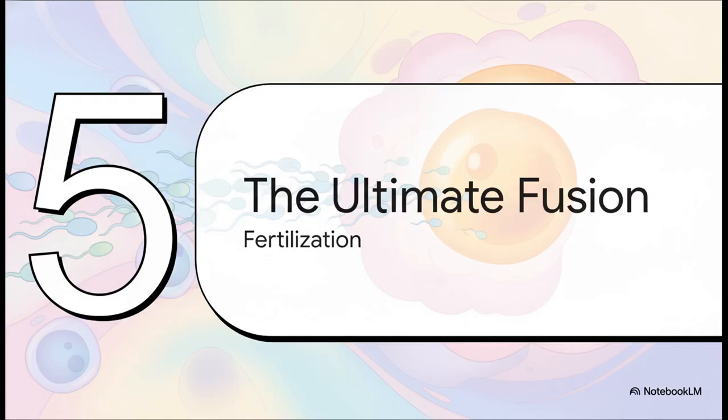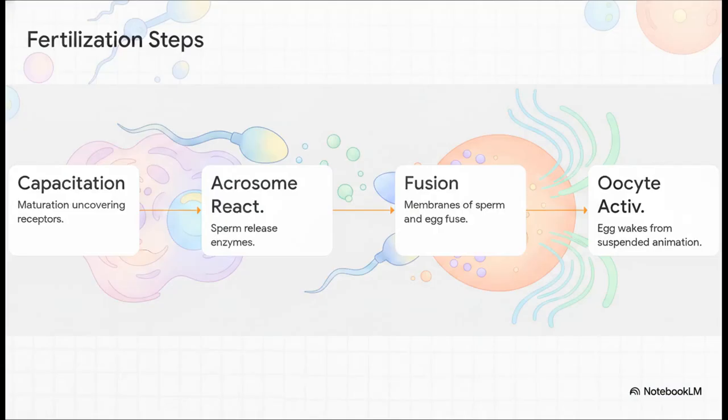Part 5. The ultimate fusion. Let's see how this builds. So what happens when the survivors of this arduous journey finally reach their destination? Well, when these gametes finally meet, it triggers a highly specific biochemical cascade.